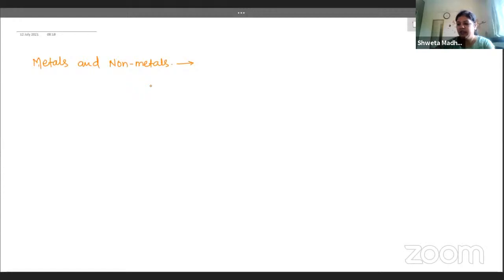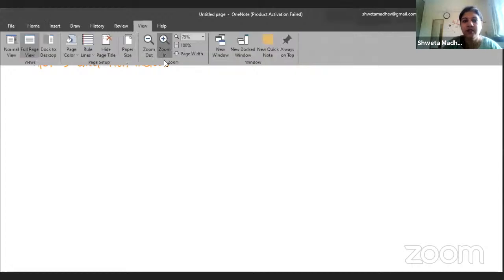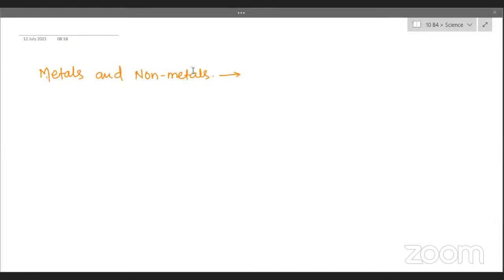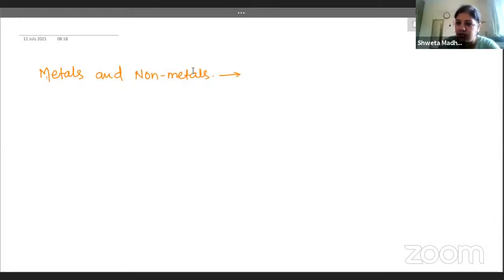In this chapter, metals and non-metals, we have to study first the physical properties of metals, then the chemical properties of metals, that is, chemical reactions of metals. We have to see them according to their reactivity series. Then we learn how metals and non-metals combine, that means the ionic bond formation. We have to study how ionic bond formation takes place. And then finally, the extraction of a few metals, and the general criteria for extracting metals from their impure state.